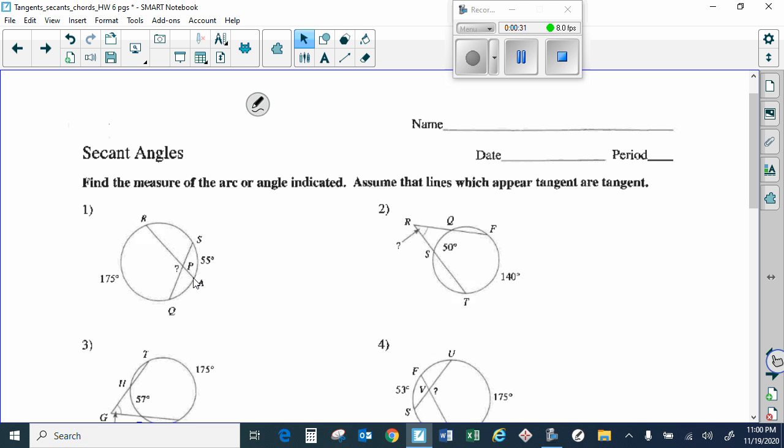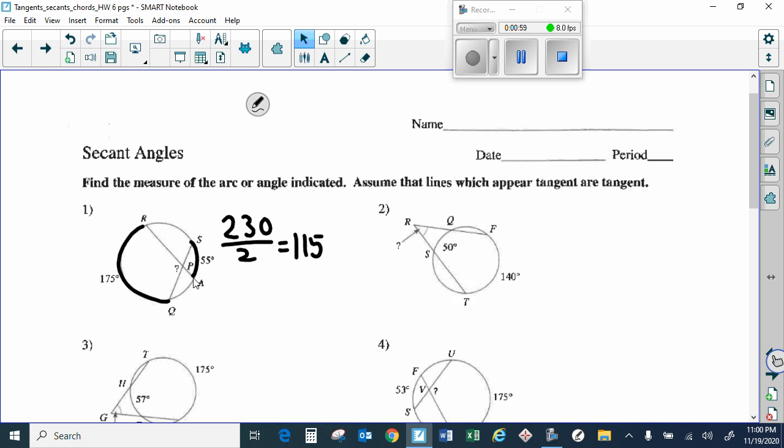So if I want the question mark and angle P, which are obviously vertical angles, they're equal, I add the two intercepted arcs together and then divide by 2. That's simple. 175 plus 55 is 230. And I divide by 2, 115. Okay, so that's what you'll do with any of those ones.